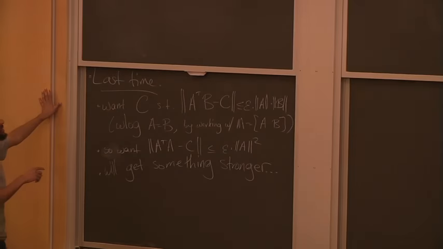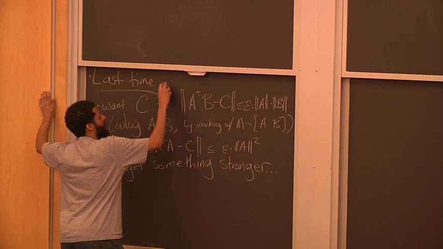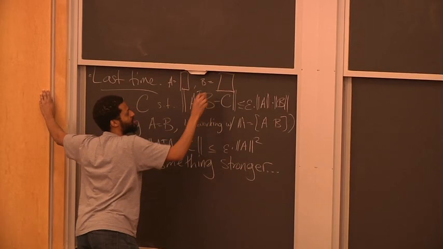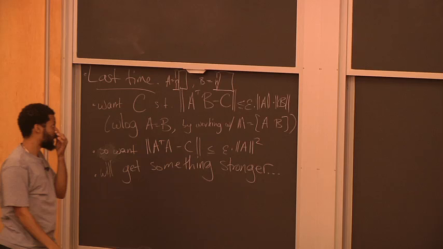Last thing, we want a matrix C such that C is close to A transpose B. Remember that A was a tall, skinny matrix, and B was also a tall, skinny matrix, and they both have n rows. n is huge, I'm imagining. And I don't want to compute A transpose B explicitly because that's expensive.